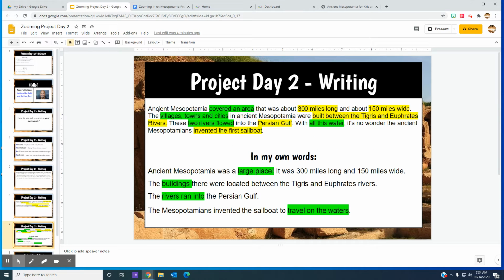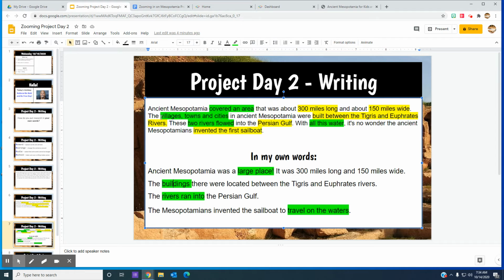The first sentence says, ancient Mesopotamia covered an area that was about 300 miles long and 150 miles wide. I want to keep the yellow in my sentence, but I need to rearrange the sentence and reword some of the sentence. So I wrote, ancient Mesopotamia was a large place. Do you see how I changed this phrase, covered an area, to it was a large place? It means the same thing, but now I'm writing it in my own words. It was 300 miles long and 150 miles wide. So I still have my important facts.